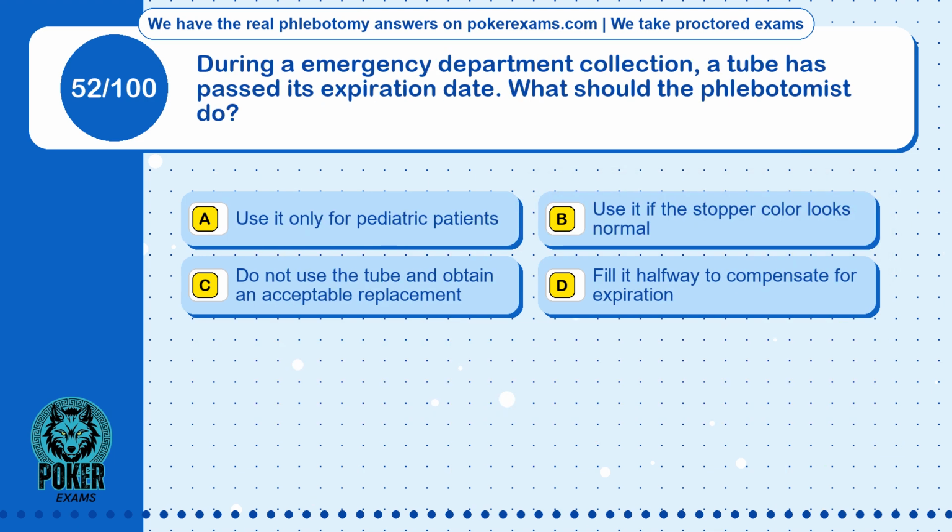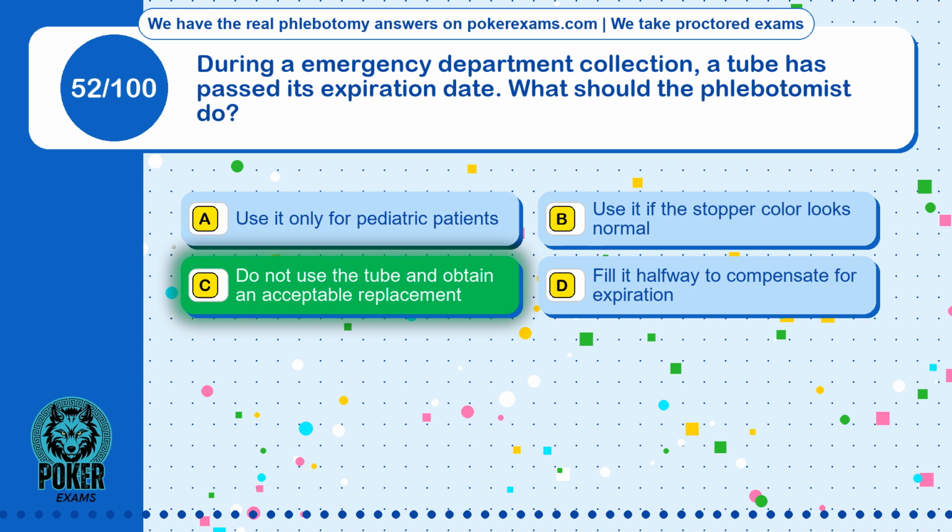Question 52. During an emergency department collection, a tube has passed its expiration date. What should the phlebotomist do? Option A. Use it only for pediatric patients. Option B. Use it if the stopper color looks normal. Option C. Do not use the tube and obtain an acceptable replacement. Option D. Fill it halfway to compensate for expiration.